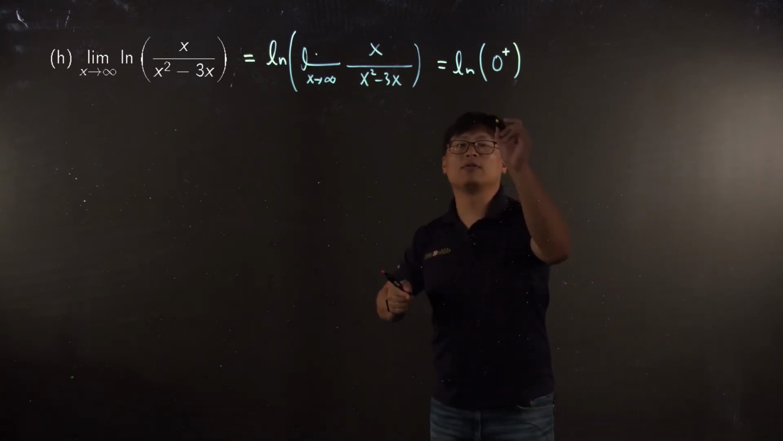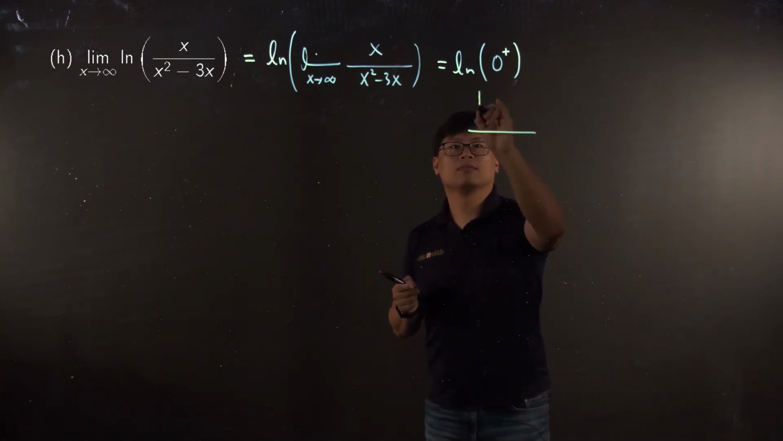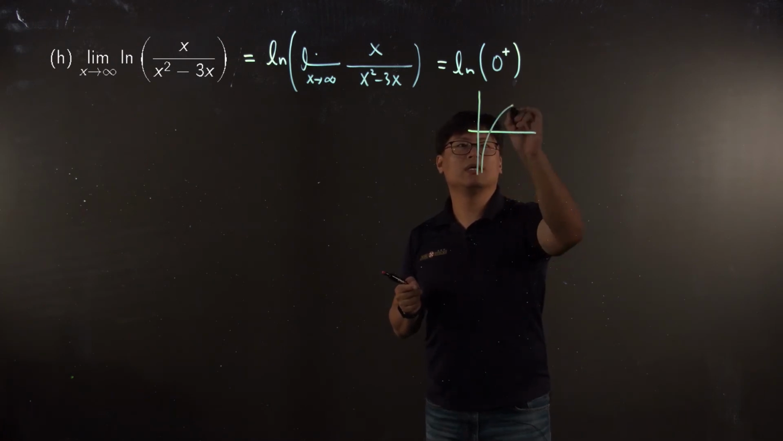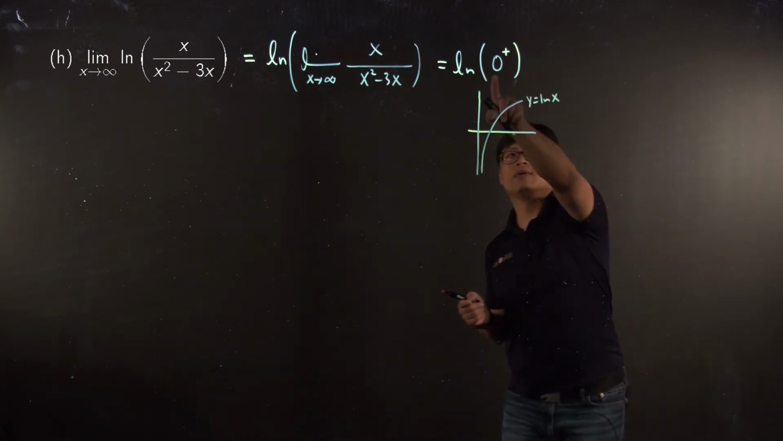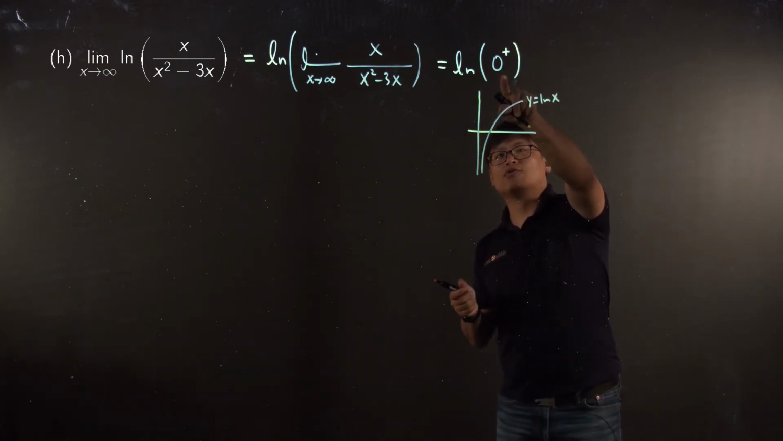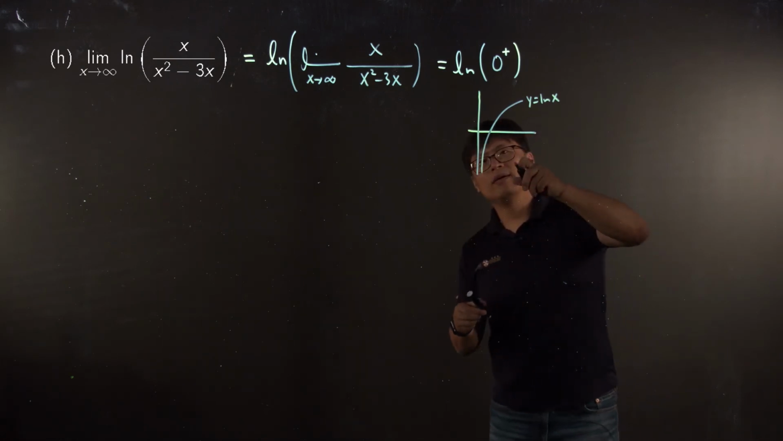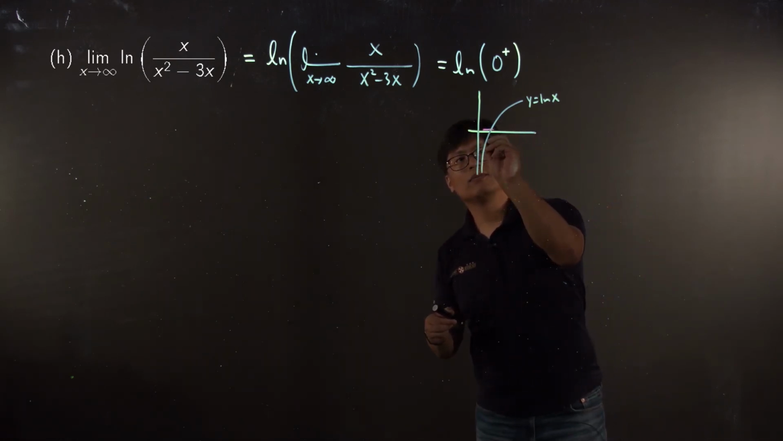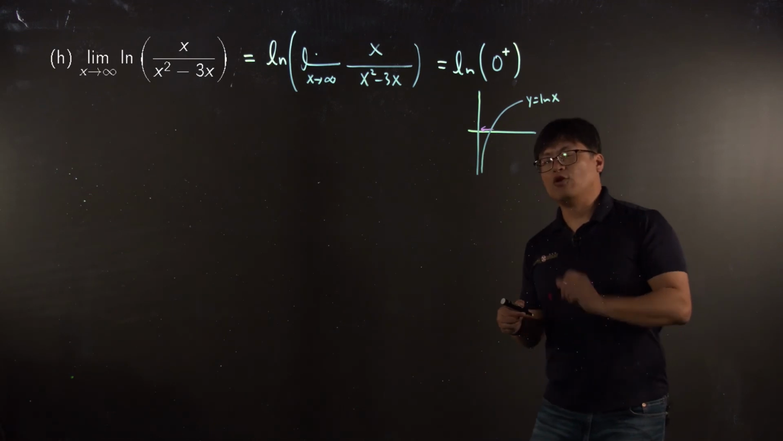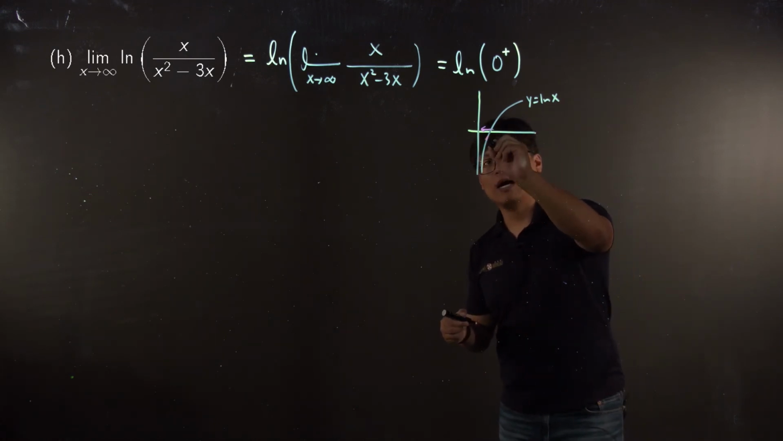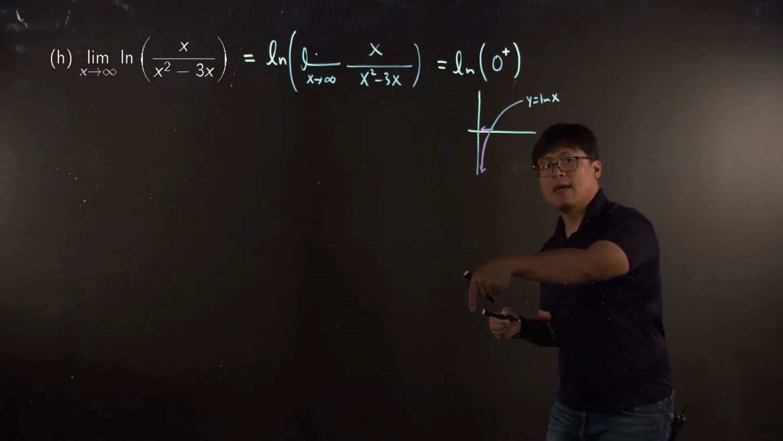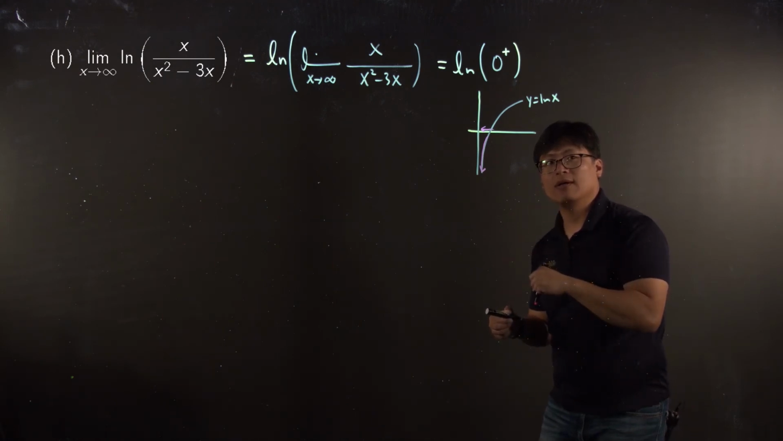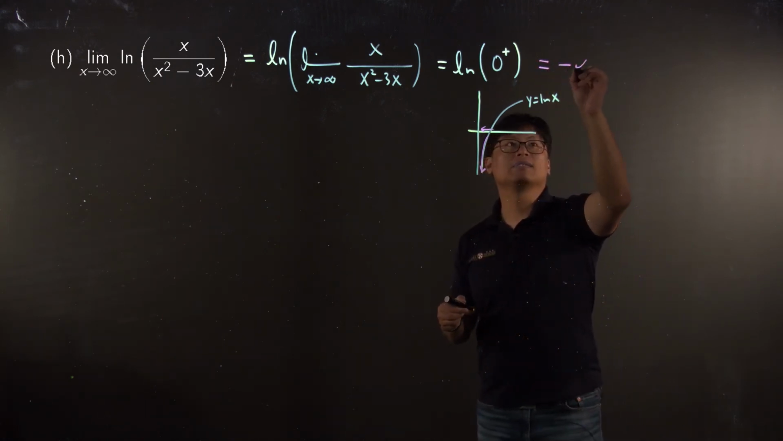So do you know the graph of the log function? This is the log function. Then what happens? Your x value is approaching 0 from the right-hand side. Does it make sense? Then your point must be on the graph, and it is going down like this. What about the y component of this point? It's going down forever, which is minus infinity. So the answer is minus infinity.